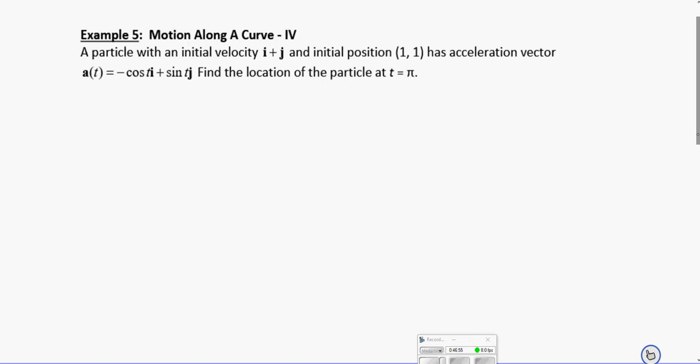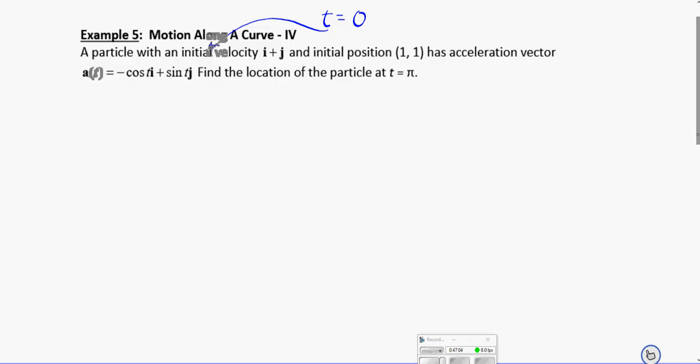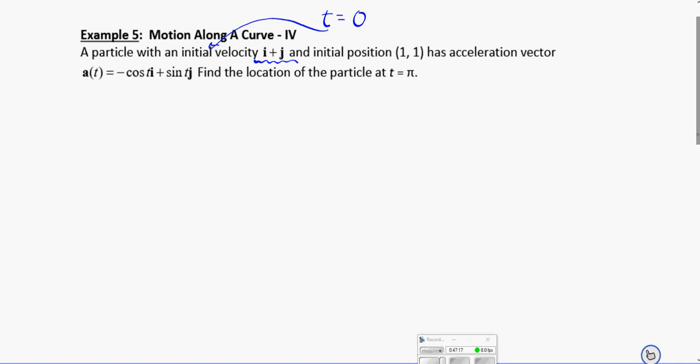So that initial tells me time 0 again. And it gives me a velocity vector. It's not starting at rest in this case. So I'm going to use the 1 and 1 to solve for the plus c on the velocity integration, and then use the 1 and 1 again for the position.